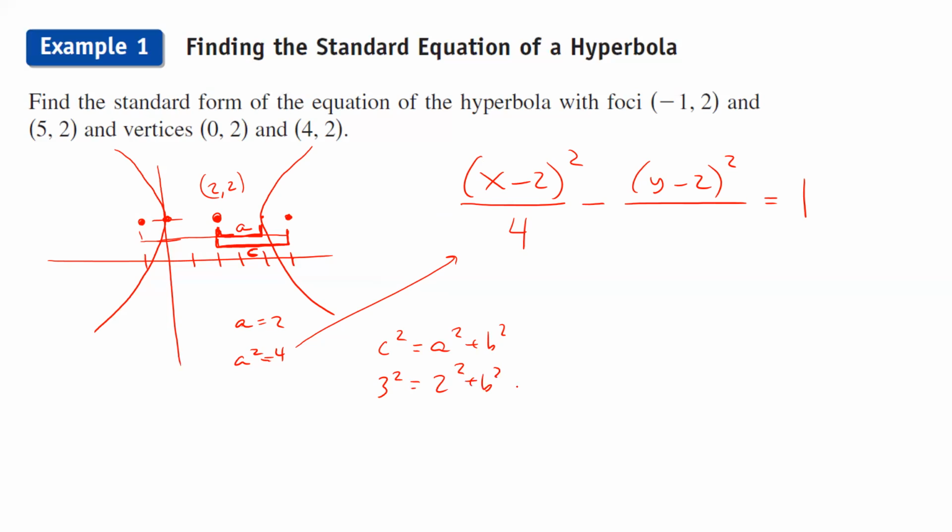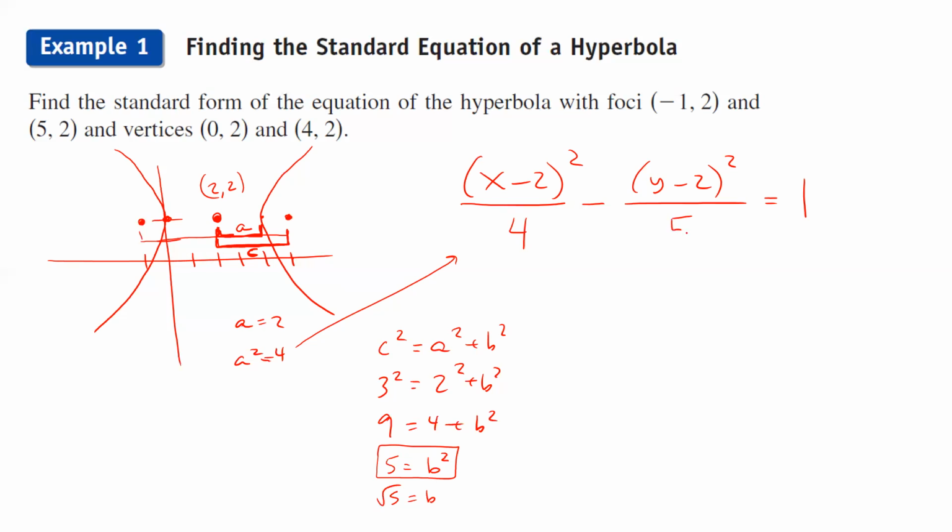And what does the C value tell us? The C value is the length from the center to the foci. Either foci, doesn't matter, because they're going to be the same exact distance. So 9 is equal to 4 plus B squared. So B squared is 5. B is the square root of 5, yeah. But since it's B squared, we don't even need to do the square root. I could just put in the 5.